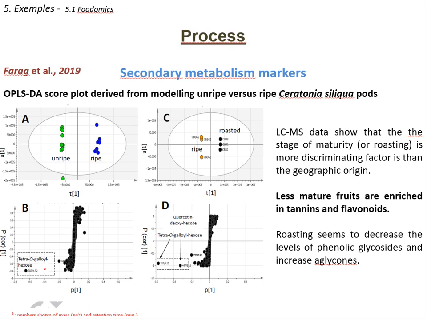So you have an enrichment of the less mature fruits in tannins and flavonoids, which is logical because this is what you would expect from immature fruits. They are protected from being eaten by these bitter and toxic compounds. And once the fruit is ready to be eaten for the seed dissemination, the tannins disappear and the taste is much better with sugars, and the nutrition value increases so that animals can eat the fruits.